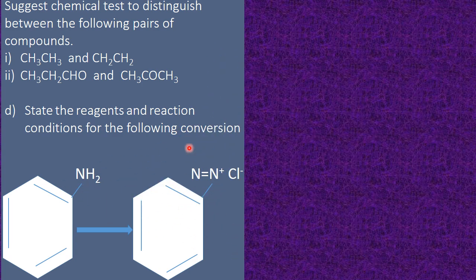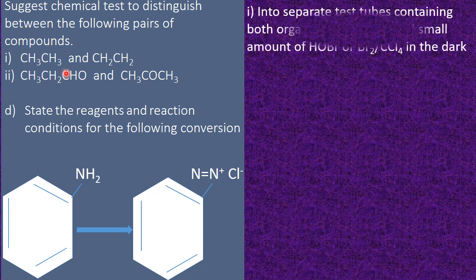So, friends, the next one is saying that we should suggest chemical tests to distinguish between the following pairs of compounds. This is ethene, this is butanol. This is propanone. So now let's distinguish between these two guys. As you all know, friends, you split them into two separate test tubes containing both organic compounds. We are going to add a small amount of bromine water, or we can add bromine in carbon tetrachloromethane in the dark.